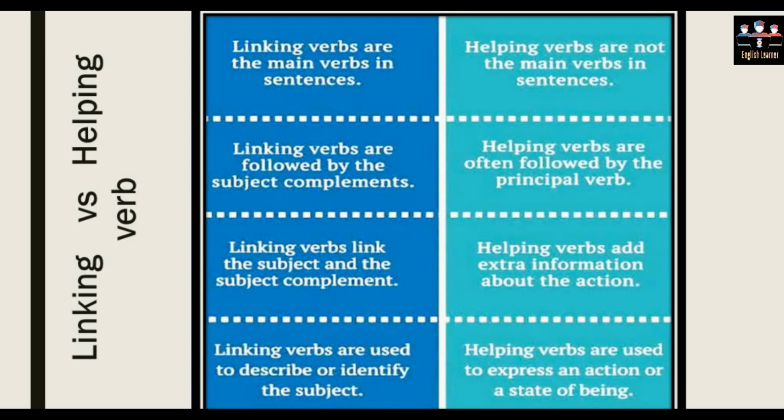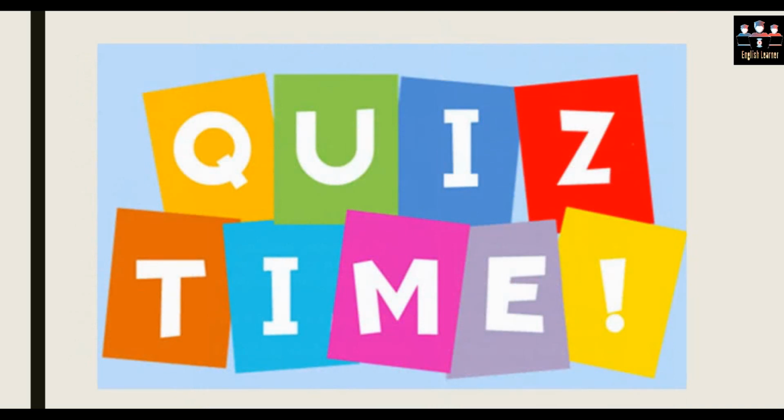Now let us quickly revise what we have learned today. Linking verb is simply going to link the subject with the subject complement, and subject complement can be a noun or an adjective. Whereas helping verb will only exist in a sentence whenever we have the main verb, and helping verb will only act to clear the verb tense in a sentence. This was the crux of the video. It is quiz time.